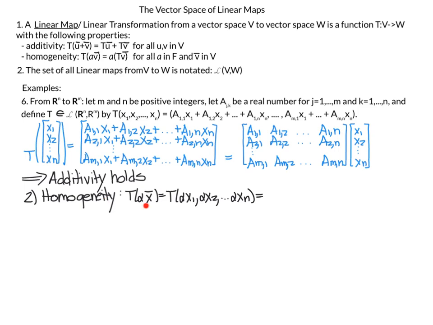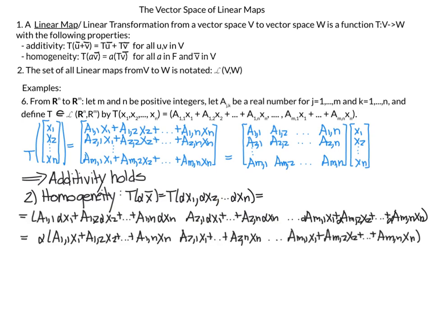So we're going to start with T of alpha x, which is T of alpha x1, alpha x2, up to alpha xn. Applying our transformation to alpha x1, alpha x2, up to alpha xn, we'll have a11 times alpha x1 plus a12 times alpha x2 all the way up to a1n times alpha xn. Our second line then will be a21 times alpha x1 all the way up to a2n times alpha xn. And then our final line is going to be, I put the alpha on the outside here, alpha am1 x1 plus alpha am2 x2 all the way up to alpha amn xn. So on all of these, I can factor out my alphas, and what I get then is my alpha T of x, so homogeneity holds.